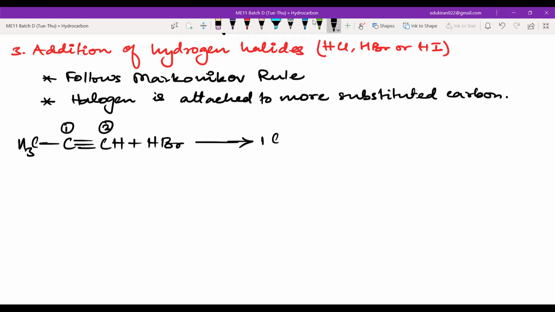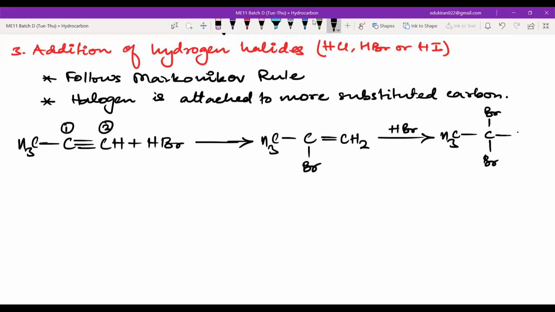So we have CH3, single bond C, with a bromine attached here. Now there will be a double bond, and this will be CH2. Again, we can add HBr to it, and again it is going to follow the Markovnikov rule, that is Markovnikov addition. In this case, we will have CH3, single bond carbon, with two Br here, the old Br that we had and a new one, and then a single bond and CH3. Write this down. Let me know if you're done.